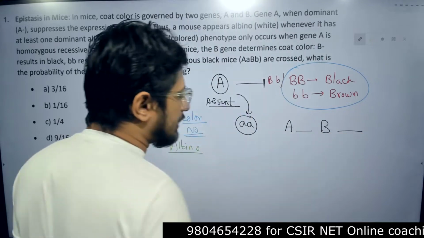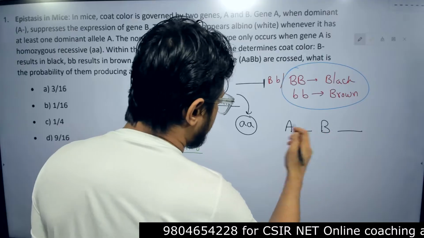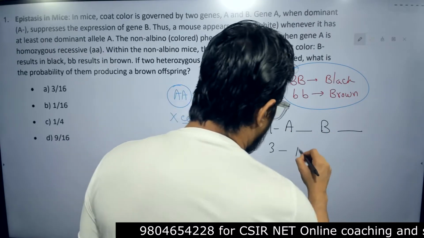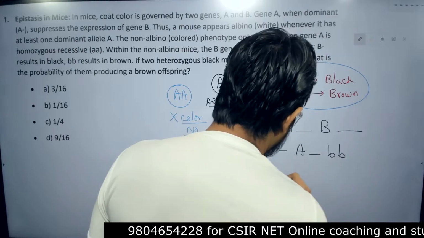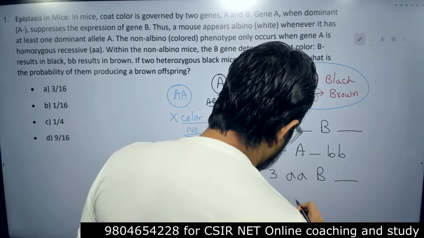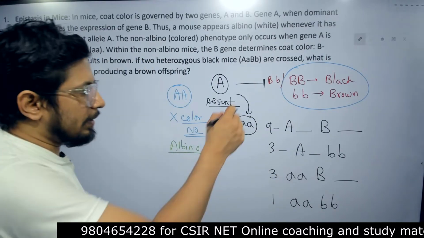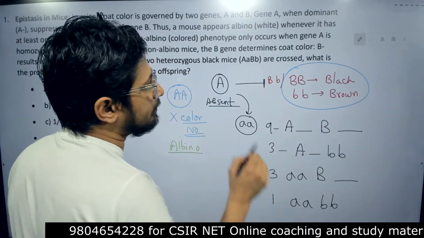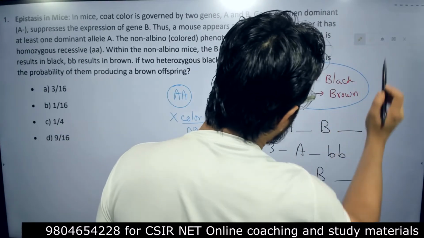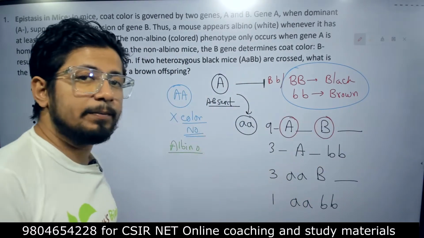There are two loci, one for A and another for B, and the presence of the genes is something like that. Nine individuals like this, three individuals will have something like this, three individuals will have something like this, and one individual will have this genotype. Now remember, among these four segments, the 9:3:3:1 ratio is the phenotypic ratio of Mendel, and what we know here is that if capital A and capital B both are present, what color will be visible?